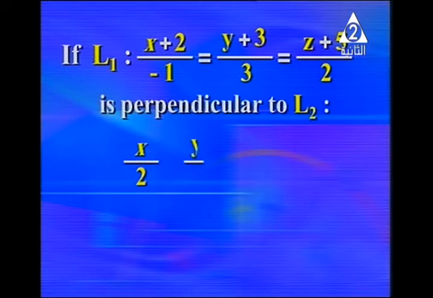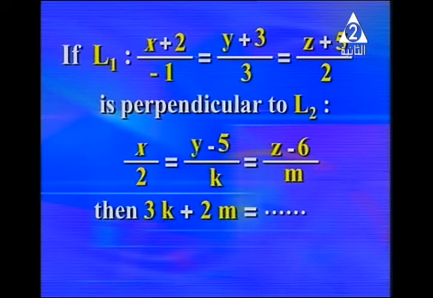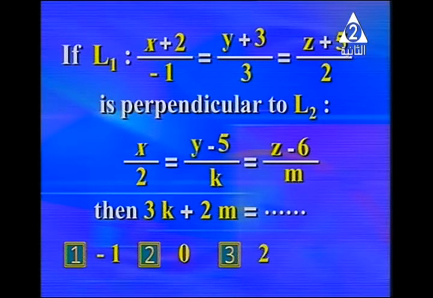Dear student, if we have (x+2)/(-1) = (y+3)/3 = (z+5)/2, this equation of the first line is perpendicular to the second line L2. Its equation is x/2 = (y-5)/k = (z-6)/m. Then what is the value of k and m, or what is the value of 3k + 2m? Equals what? -1, 0, 2, or 4.